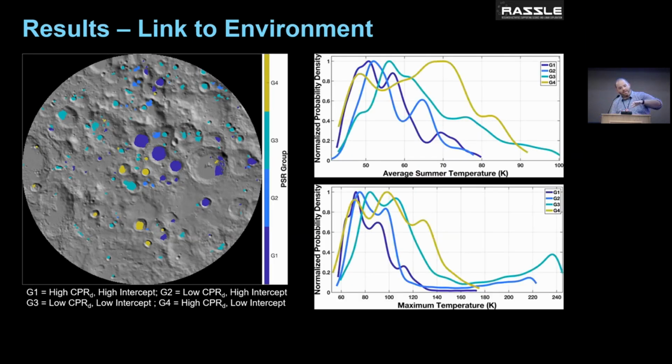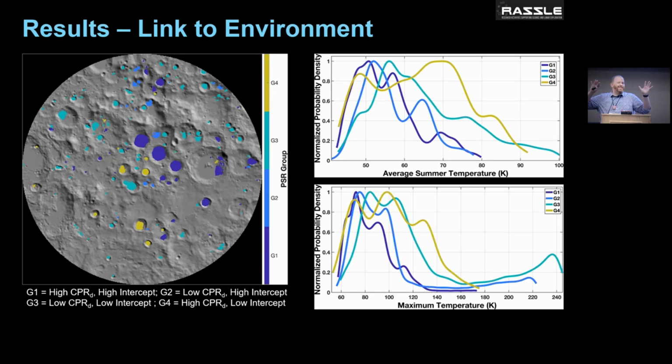We're going to now relate those groups to something other than radar. I know it hurt my heart doing it, but we're going to go there. I'm going to look at temperature and water equivalent hydrogen. And when we look at temperature, above is average summer temperature, below is maximum temperature. For the average summer temperatures, we're seeing that the group 4 and group 3 are leaning towards a bit higher averages, while group 1 and group 2 are a little bit lower.